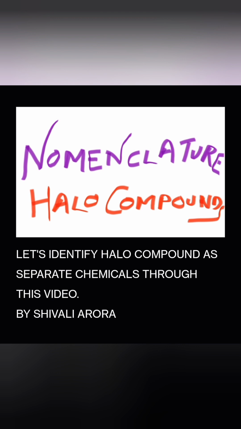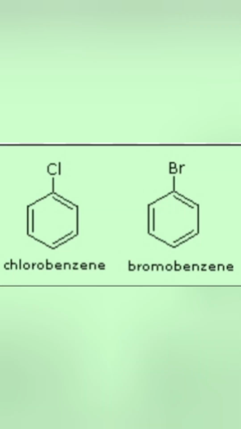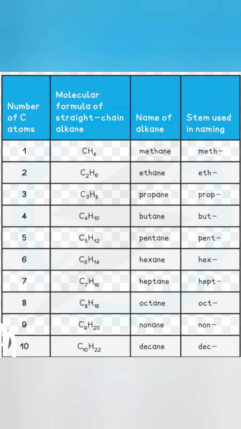Nomenclature of halo compounds. Our aim is to identify halo compounds as separate chemicals. We will be covering primary, secondary, tertiary halides, normal common names, and also we will be understanding vinylic, allylic, benzylic halo compounds. We are all familiar with chlorobenzene, chlorine with a benzene group, and bromobenzene, bromine with a benzene group. Now let us understand and recall a few things.